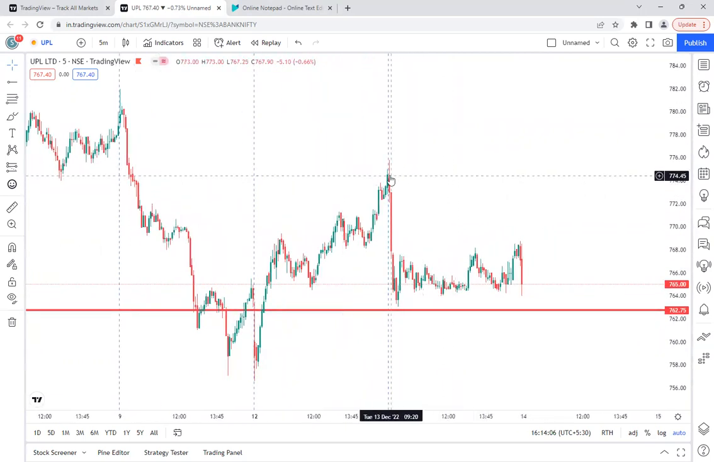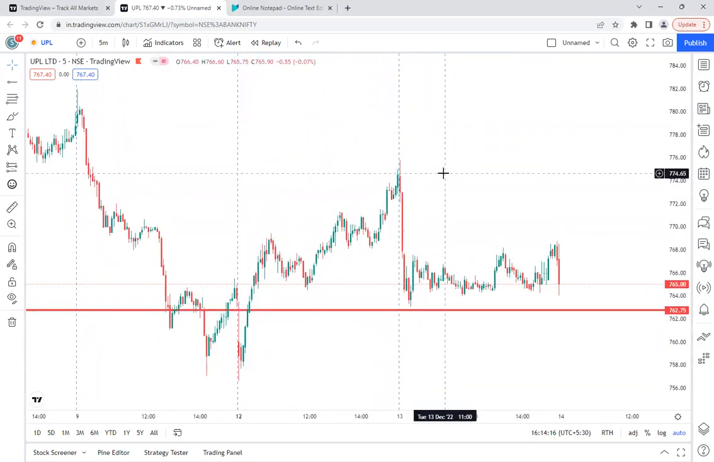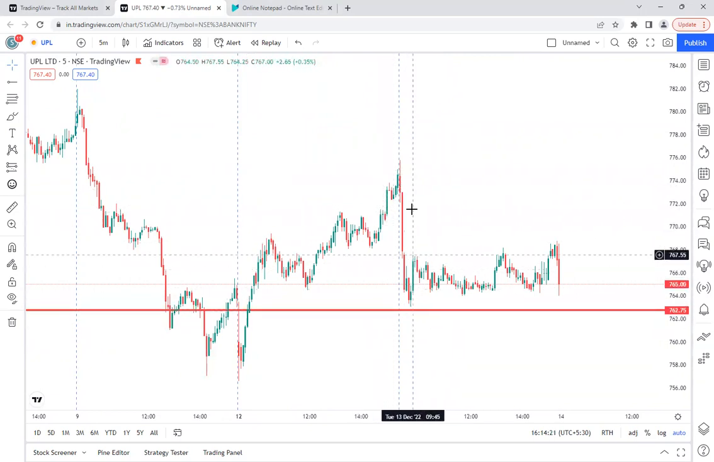And what happened today? Today's opening was almost close to yesterday's closing, but immediately they started falling down. The way they fell was also a very strong fall. In just the first half hour, they brought the price down closer to the key support level.